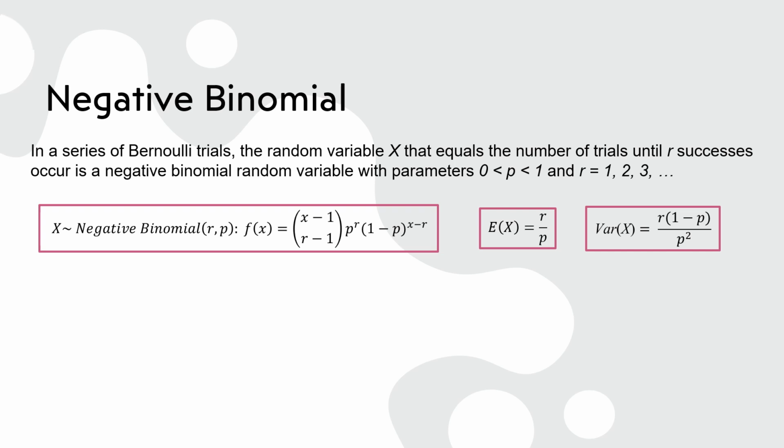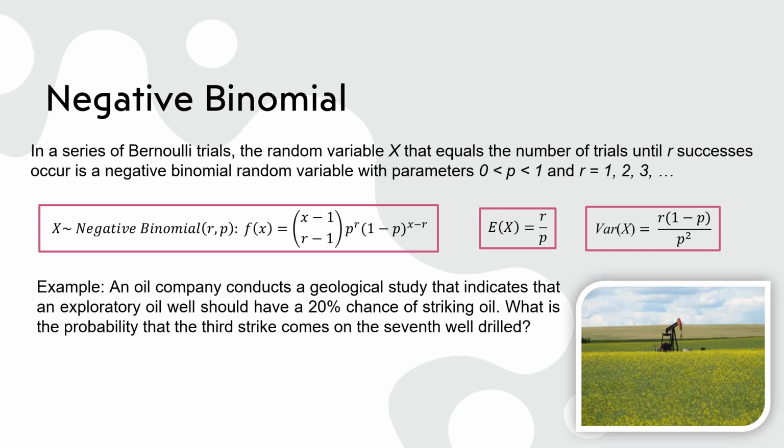The variance tells us how much variability there is around the mean, or how spread out the number of trials required to achieve R successes might be. If P is close to 1, high probability of success, then fewer trials will be needed on average to achieve R successes, and the variance will be smaller. If P is closer to 0, low probability of success, more trials will be needed on average, and the variance will be larger. Let us go over an example together.